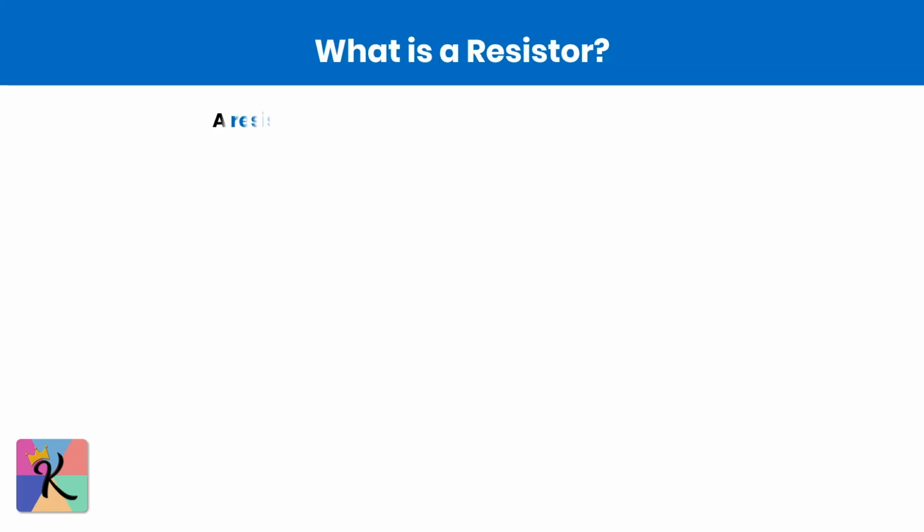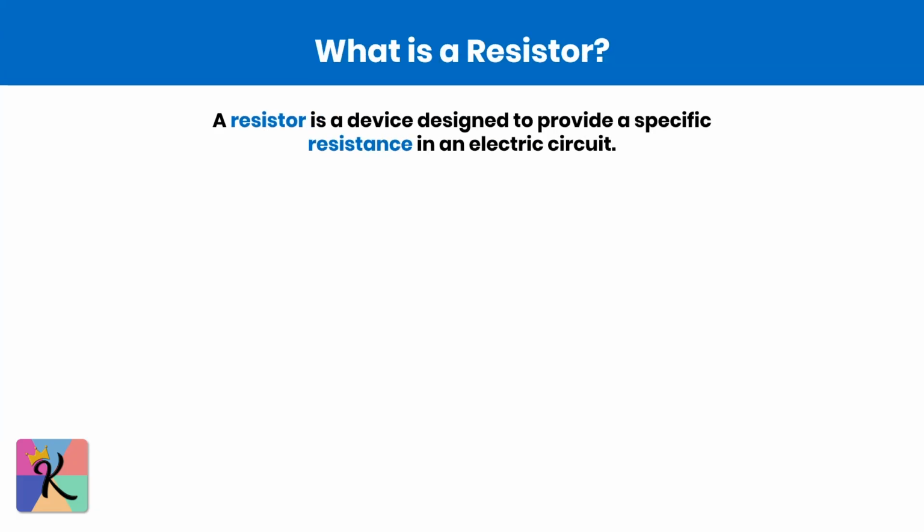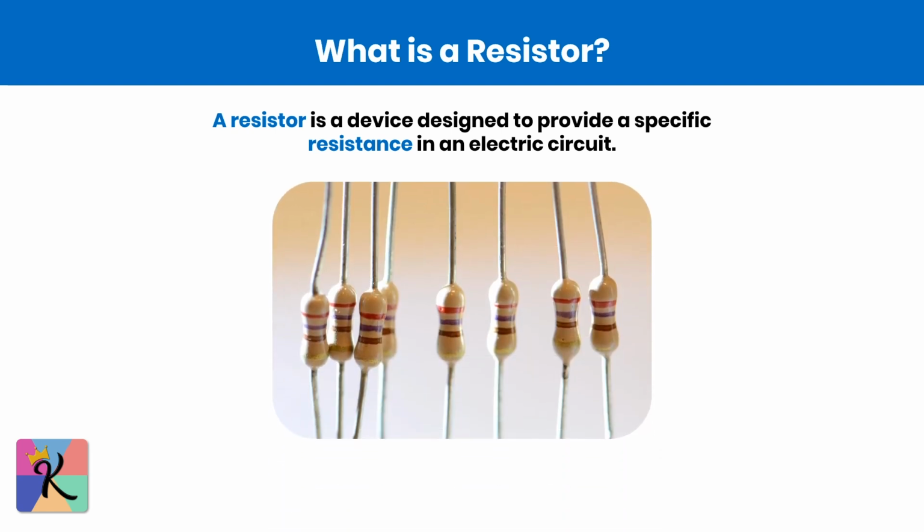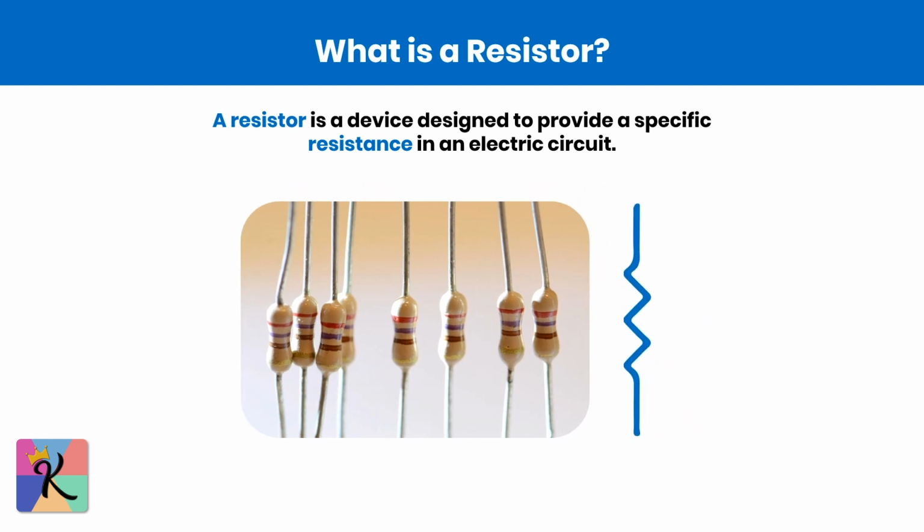What is a resistor? A resistor is a device designed to provide a specific resistance in an electric circuit. Resistance controls the flow of electric current, much like a narrow pipe restricts water flow. In real world circuits, resistors are often small cylinders with colored bands indicating their resistance value. But in circuit diagrams, we simplify them with the zigzag symbol.